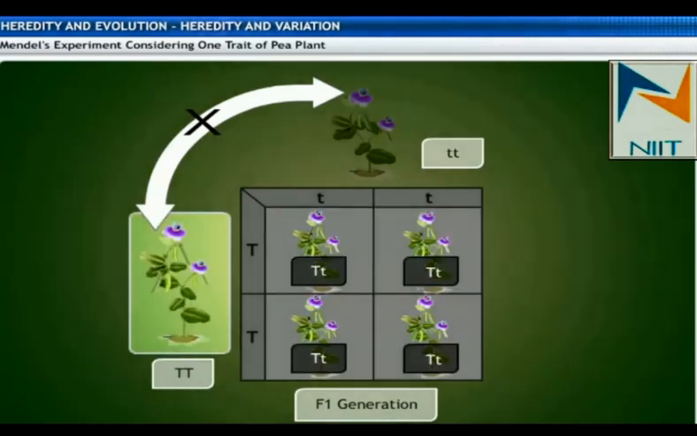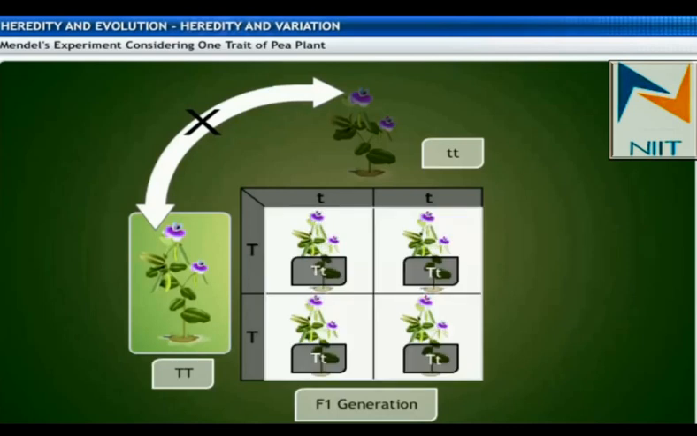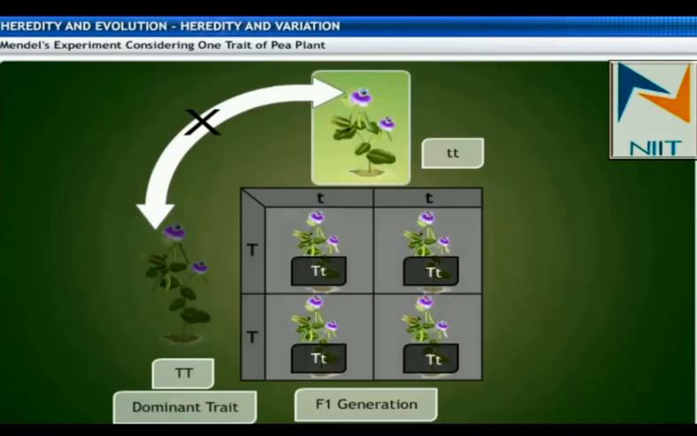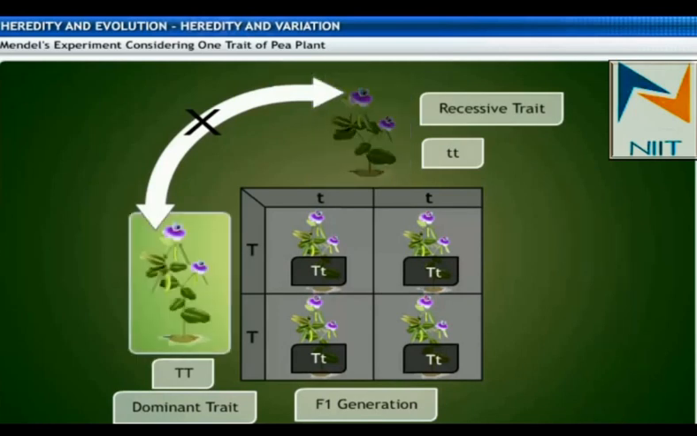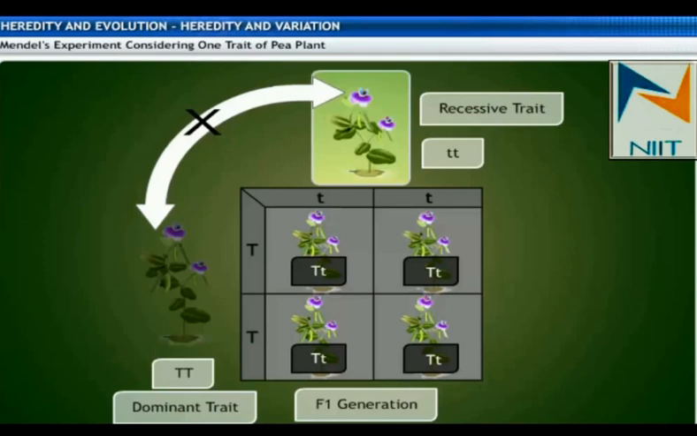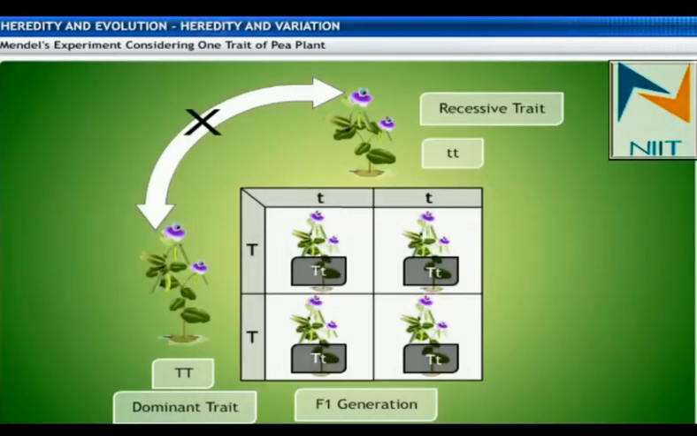In first generation or F1 progeny, all of the plants were tall. This means that only one of the parental traits was visible. The trait which is visible in F1 generation is called the dominant trait, and one which remains suppressed is known as the recessive trait. Here, tallness is the dominant trait and shortness is the recessive trait.